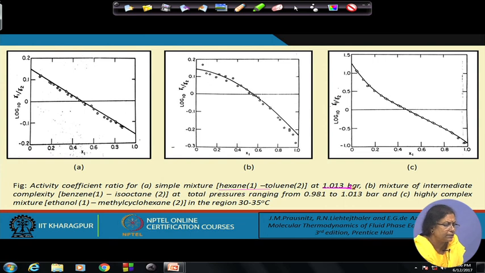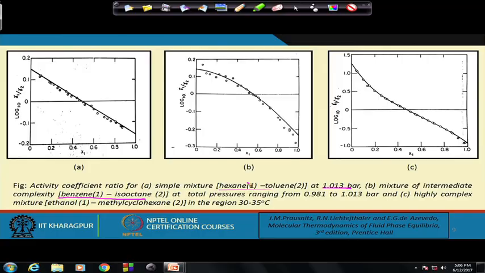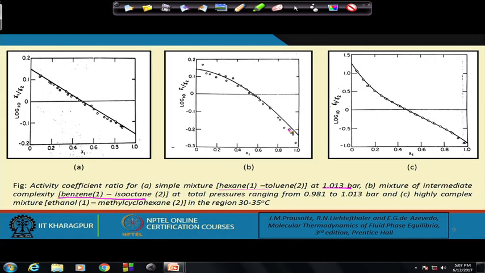On the other hand, suppose we plot the ln gamma 1 by gamma 2 versus x1 for benzene isooctane, we find that in this case it is curved. It is interesting to note that for both the cases we have been dealing with one particular aliphatic hydrocarbon and one particular aromatic hydrocarbon. Despite that, in this case we obtained a linear curve, in this case we obtained a curved solution, and this can be attributed to the difference in the sizes of the molecules constituting benzene and isooctane and hexane and toluene.